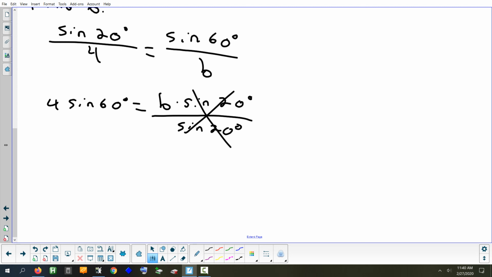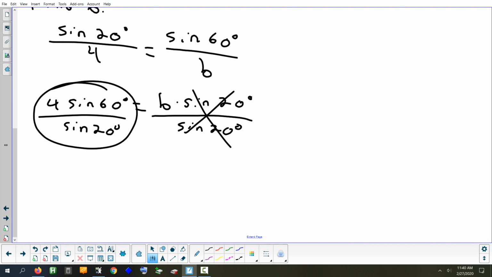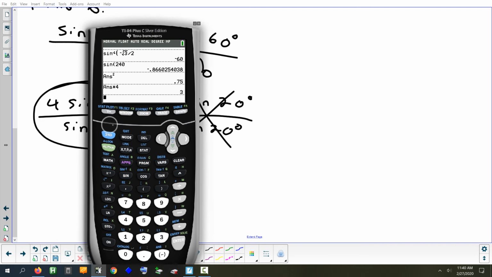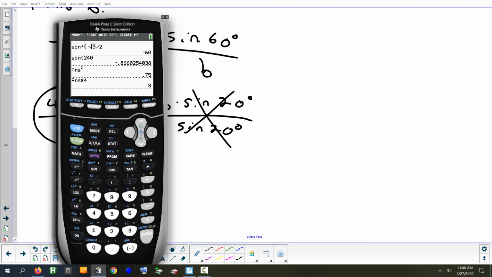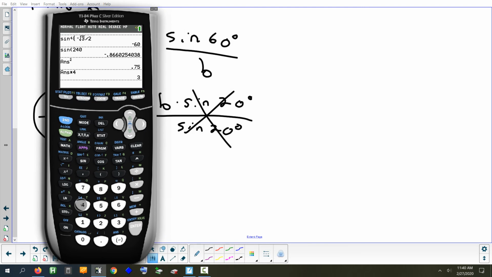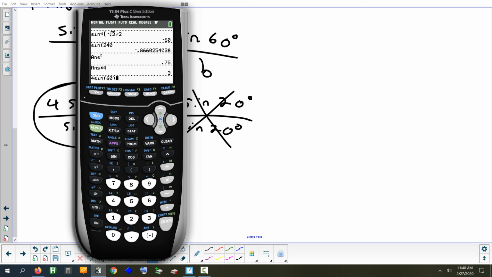Don't worry about what the sine of 20 is. We're just going to type it in at the end. Divide by sine 20, and there's your answer for B. Okay, so we'll just type it in and see what we get. All of these law of sines problems in the homework and on the test are in degrees, so make sure you're in degrees. 4 sine 60. Very important, you close the parenthesis right there. If you don't, you'll get it wrong. And then divide by sine 20. When you type it in, you should get 10.128. We're going to go to three decimal places on this. So 10.128.